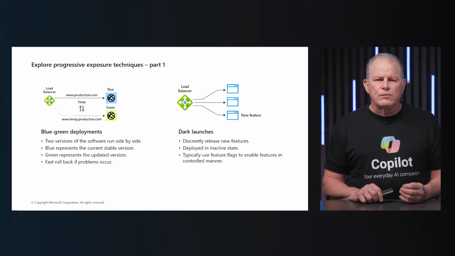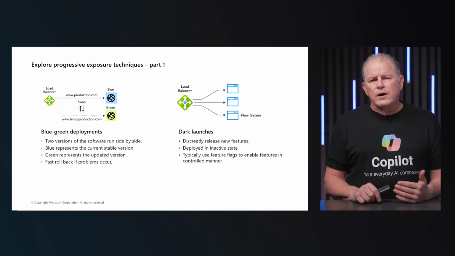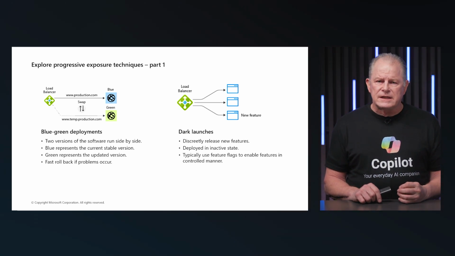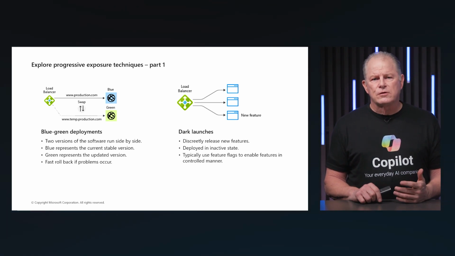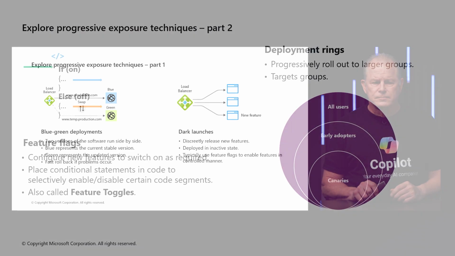Suppose that you're adding a new recommendation engine to your streaming service. You deploy the feature to production, but keep it inactive. You can then enable the feature for internal testing or a small group of beta users to gather feedback, to ensure that it works as expected before rolling it out to all users.